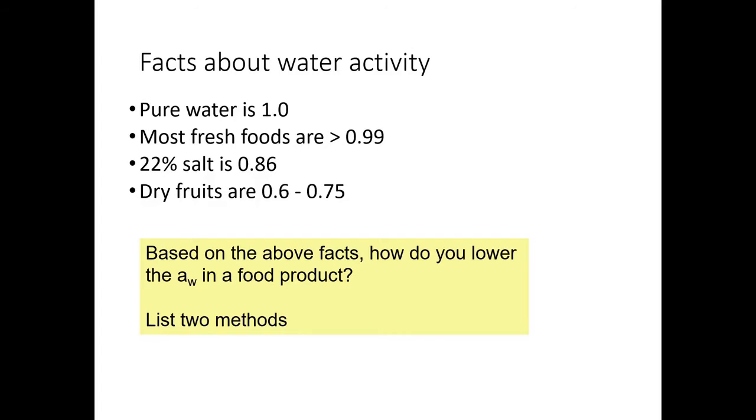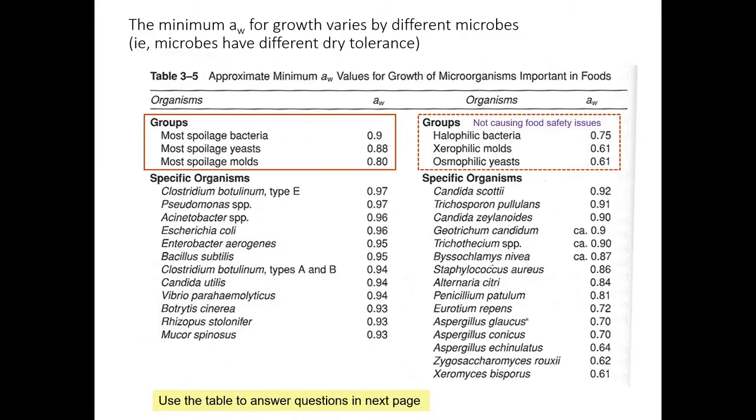Okay, so just based off this, we know that salt has a lower water activity, then dry fruits have a lower. So just by drying your food and adding salt to it, you can decrease the water activity. Okay, so in this table we can see the water activity required for the growth, so the very lowest amount of water activity that needs to be in the food for the organism to grow.